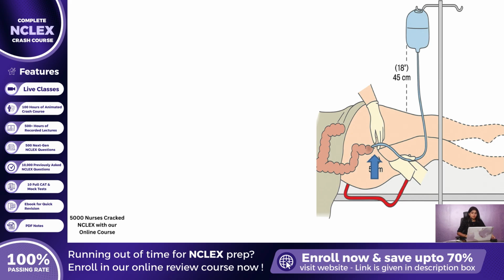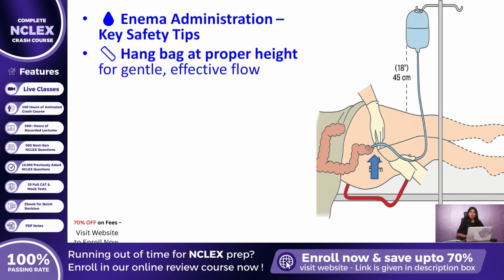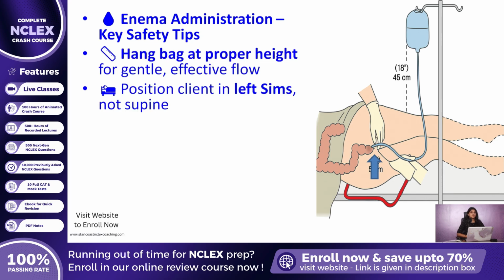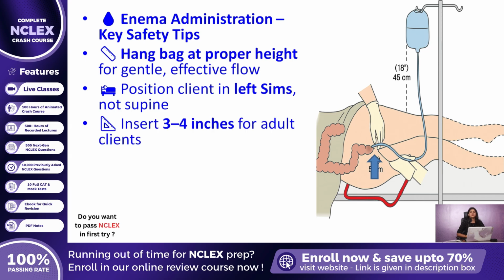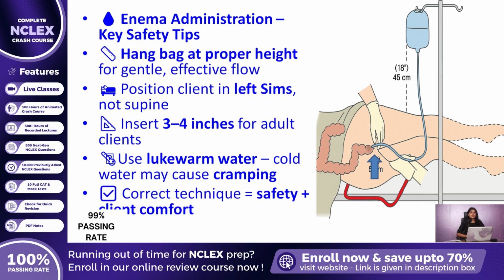Here's the rationale. Hanging the bag at the correct height ensures a gentle and effective flow of solution into the rectum and sigmoid colon. The client should be in the left Sims position, not supine. Insertion depth for an adult should be 3 to 4 inches, and cold water may cause cramping. Proper technique enhances safety and comfort during the procedure.